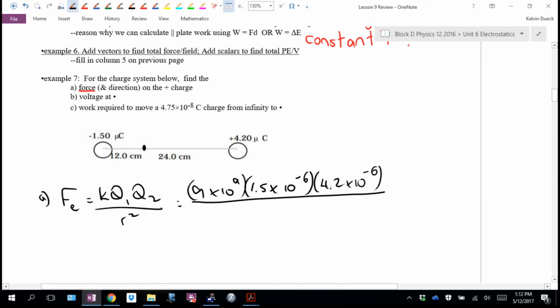How many centimeters between them, Jilan? 36. So 36 centimeters, 0.36 meters. Don't forget the squared. What do you get? How many newtons of force between these two charges?